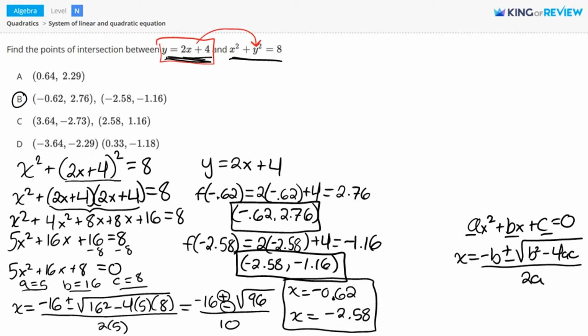Now you can solve this by substitution, which is what we just did, or you can solve it by graphing. You can plug each of these equations into your graphing calculator and see where they intersect, or you can also graph them by hand. So let's do a rough plot of these two graphs. The first equation, y equals 2x plus 4, this is a line. We know it's a line because it's in slope-intercept form, which is y equals mx plus b. So the slope, which is m, is 2, and the y-intercept, which is b, that's 4. So let's plot this.